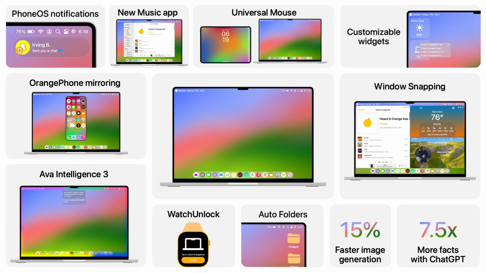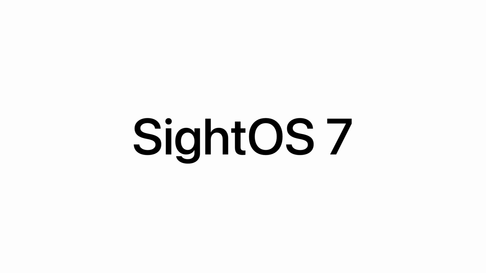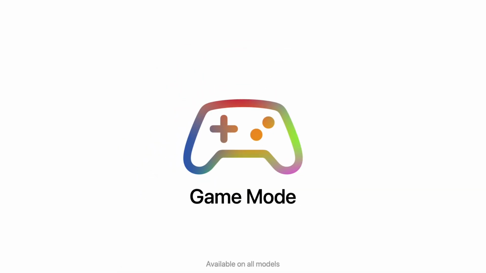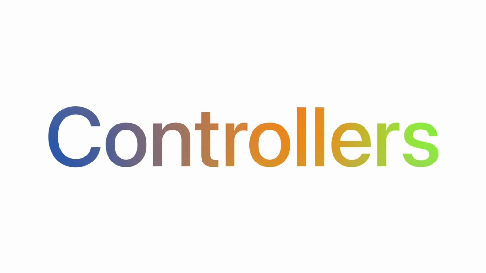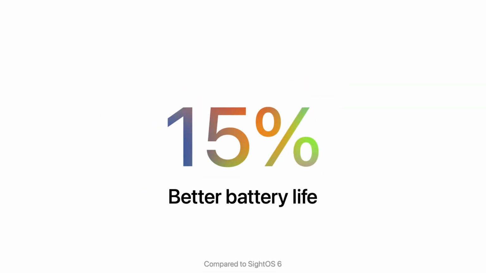and more. Now, we want to share more updates about some of our smaller, yet just as important software. Let's start with SightOS 7, which now features Game Mode, a new high-performance mode that maxes our performance and graphics to give you the best gaming experience yet. SightOS 7 also features support for game controllers, opening a next-level world of gaming. Lastly, we're enabling our systems to be more efficient, allowing SightOS 7 to feature 15% better battery life than SightOS 6.